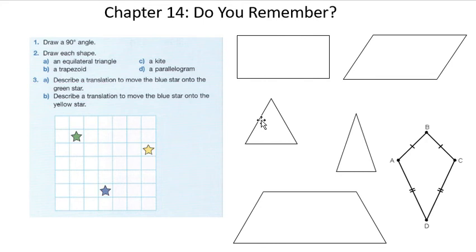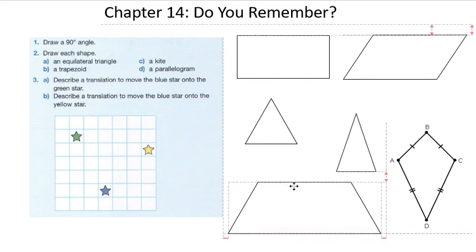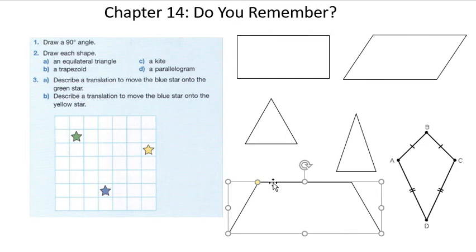B, a trapezoid. Trapezoid, right here. And to review a trapezoid, opposite sides, like this side and this side, are parallel. These are parallel, and it's a four-sided enclosed shape. A kite, right here. A kite, once again, has four sides, and adjacent sides are equal. So AD is the same length as CD, and AB is the same length as BC. That's what these hash marks mean.